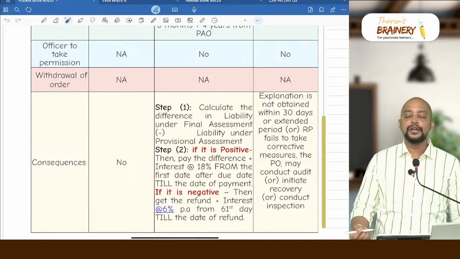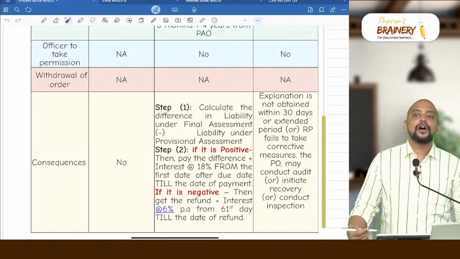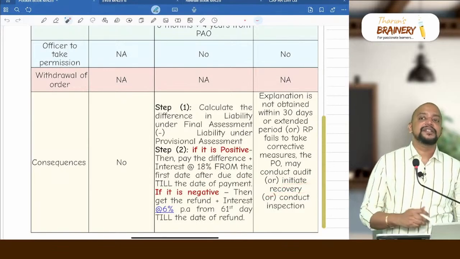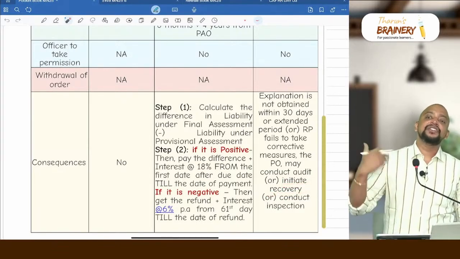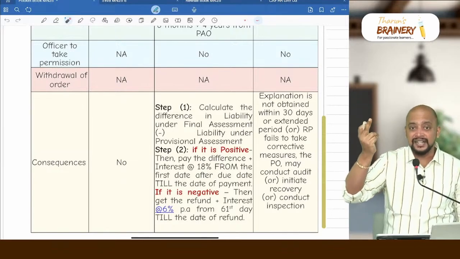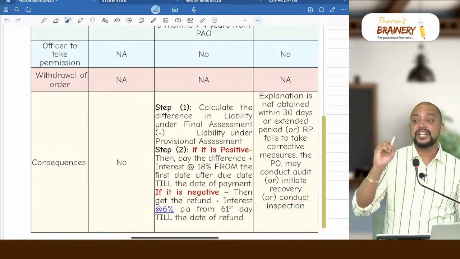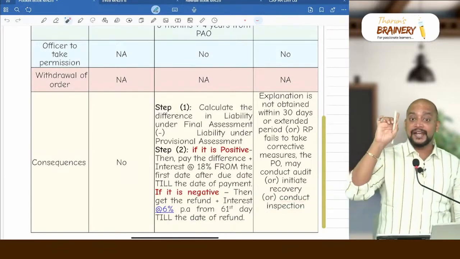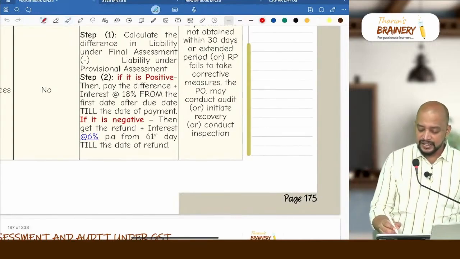then what will the proper officer do? The proper officer may conduct an audit, that is a departmental audit, or may order a special audit, or initiate any recovery. If the officer has solid evidence about tax non-payment etc., they will initiate recovery by passing an order under 73 or 74, or conduct inspection. Which inspection? Inspection under section 67, with respect to the premises. So you can write there: initiate, that is, conduct audit.